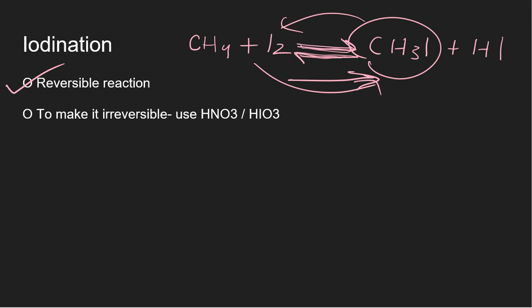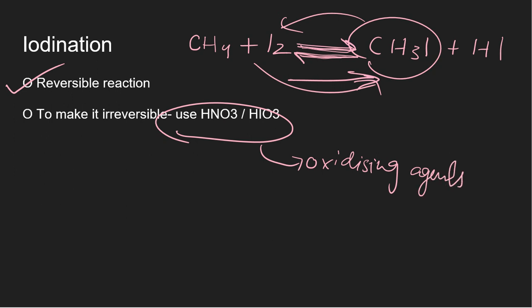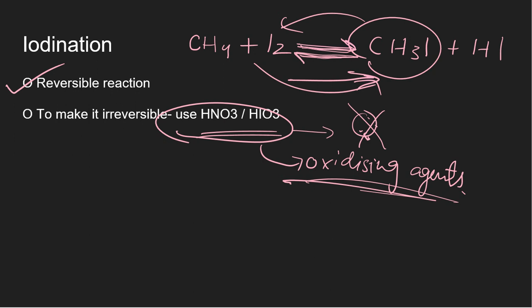The answer is simple. We use nitric acid or HIO3. These are your two oxidizing agents which can be used. So these can be used to stop this reversible reaction. Now this is a very important question when it comes to your midterms, unit tests or finals. To make an iodination reaction irreversible, we need to use these compounds.